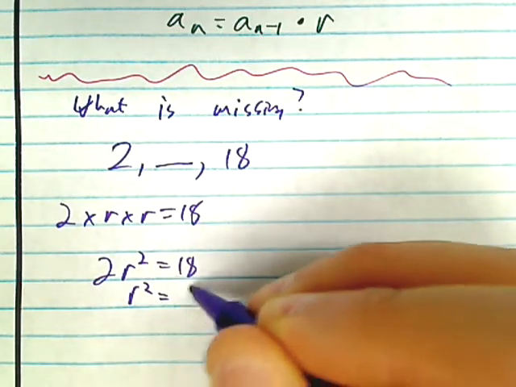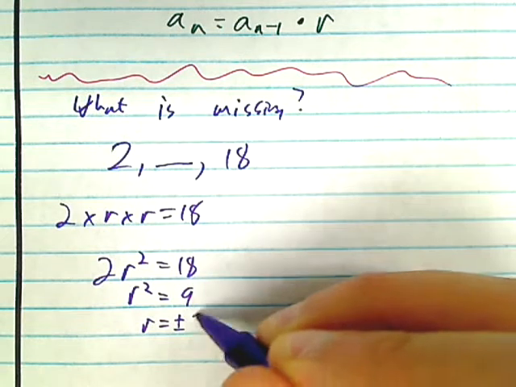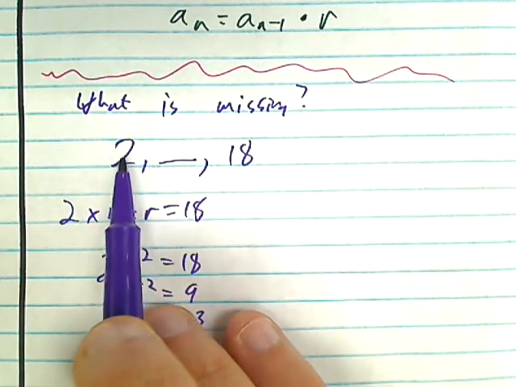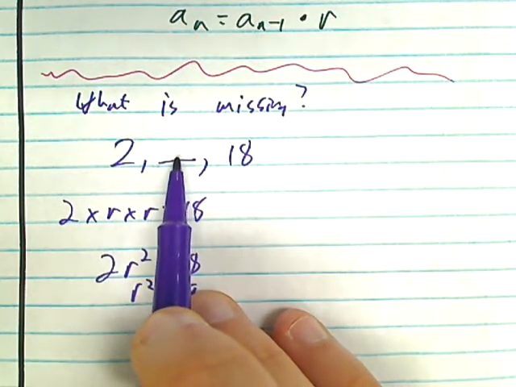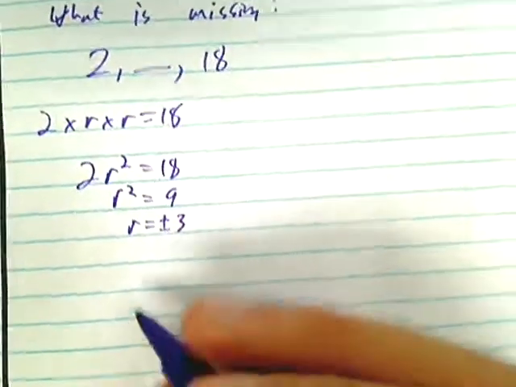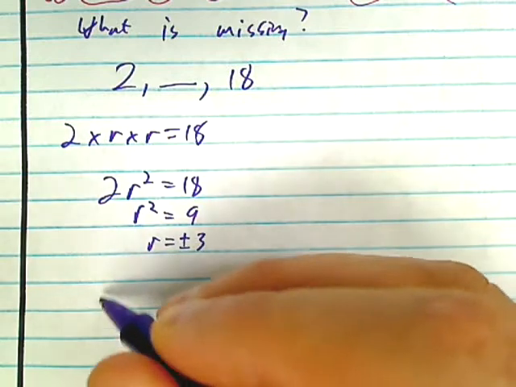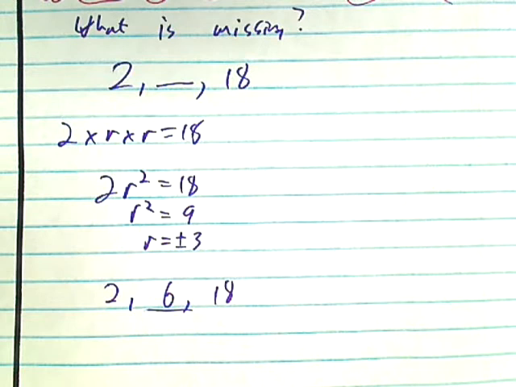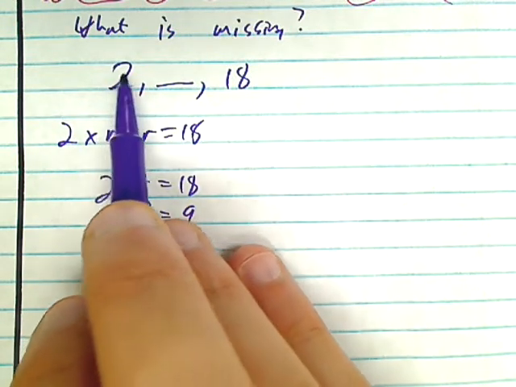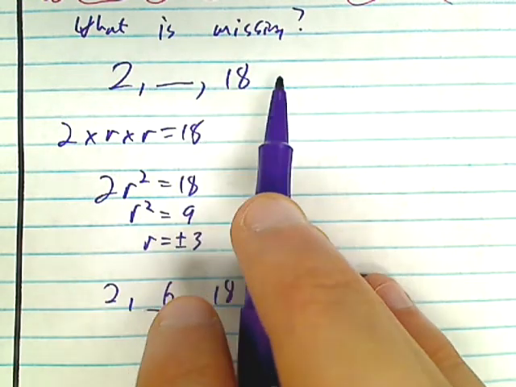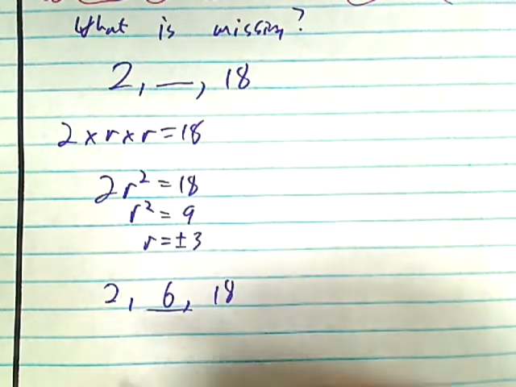Okay, r squared equals 9, so r equals plus or minus 3. So I have a couple of different answers here. Okay, I could multiply by 3. 2 times 3 is 6. 6 times 3 is 18. Or negative 3. So let me write these answers down here. 2, 6, 18. I could also multiply by negative 3, right? 2 times negative 3 is negative 6. Negative 6 times negative 3 is a positive 18. Okay?